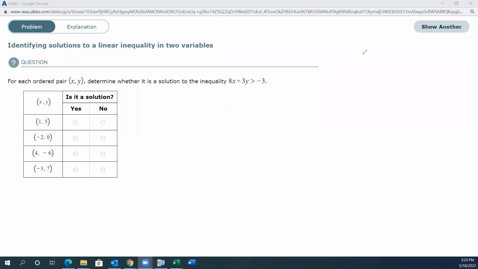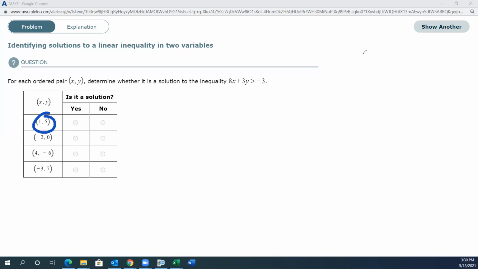Okay, so we're given an inequality here, and we're supposed to determine which of these points are actually solutions for the inequality, just to give us a little more understanding of how an inequality works with two variables, x and y. In each one of these, the first number is always your x, and the second number is always your y, just like in any ordered pair.